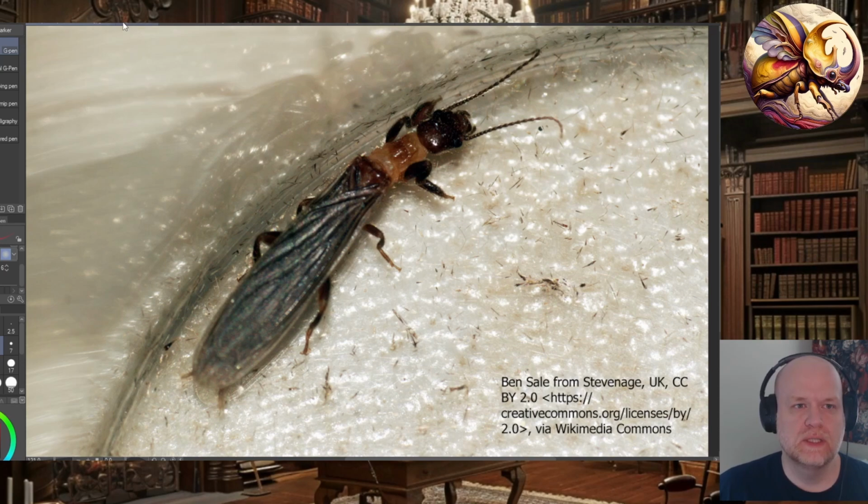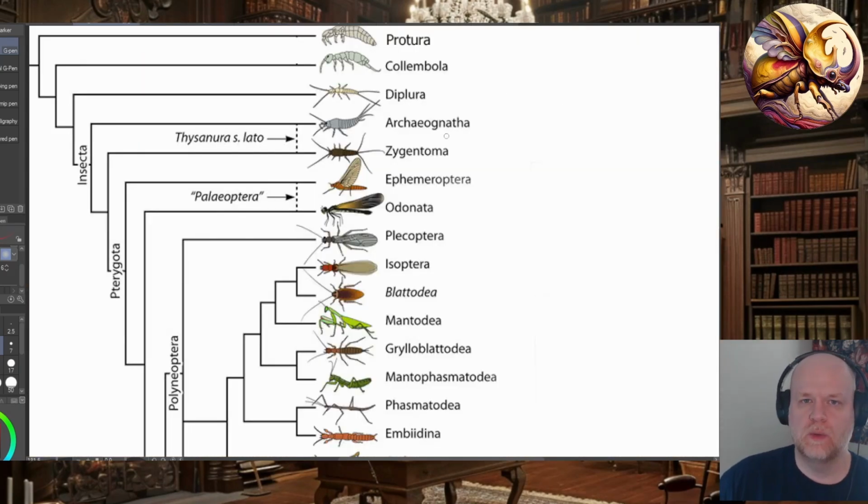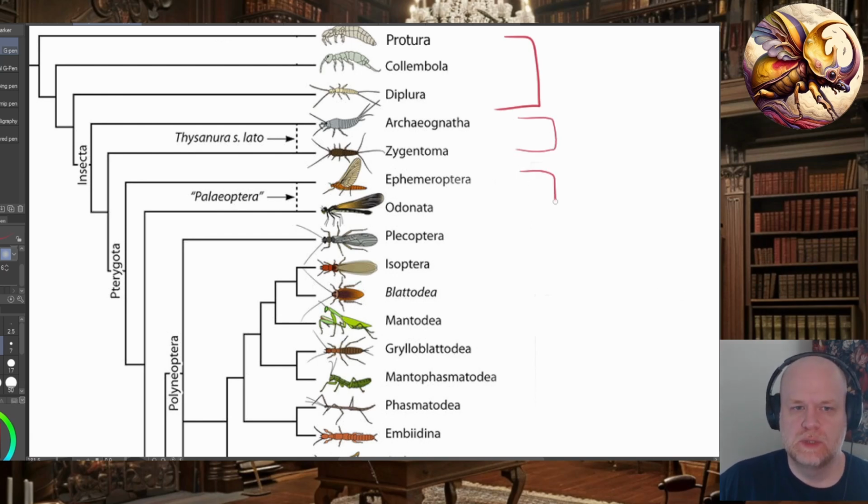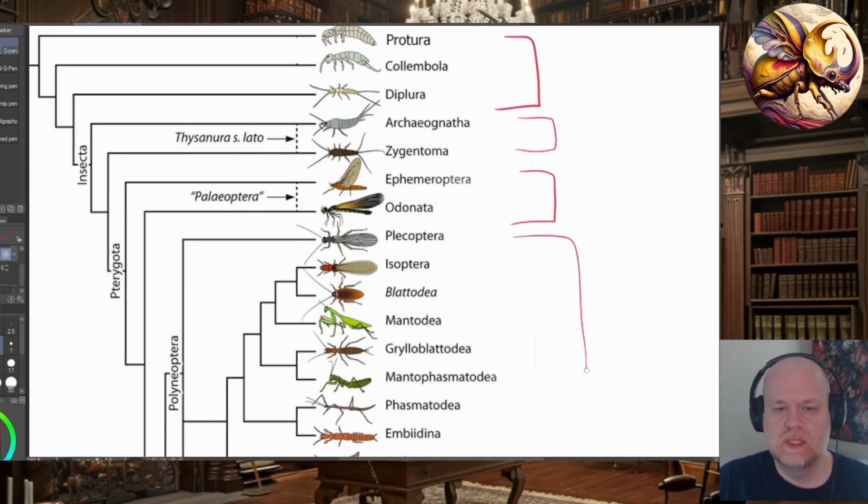But first, let's talk about where we've been. We talked about the Entognatha. We talked about the wingless insects. We talked about the Paleoptera, which are the insects with wings, but they can't fold them over the back of their body. And now we're into the Neoptera, which the Embiidina are in. They're also hemimetabolists, so they don't have complete metamorphosis.